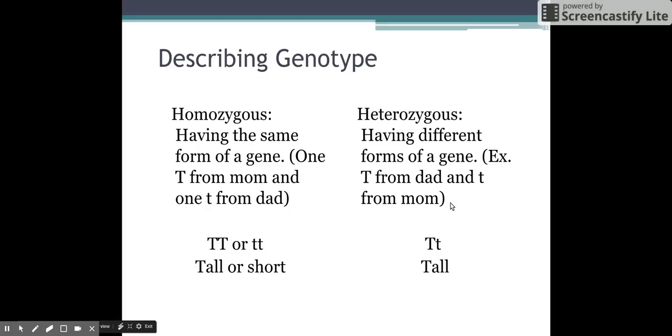When an organism has different forms of a gene, we say it's heterozygous. So an example for this would be a big T from dad, a little t from mom. And so the organism would be tall because big T is dominant over little t. Again, this would be our phenotype, tall, and our genotype would be big T, little t.